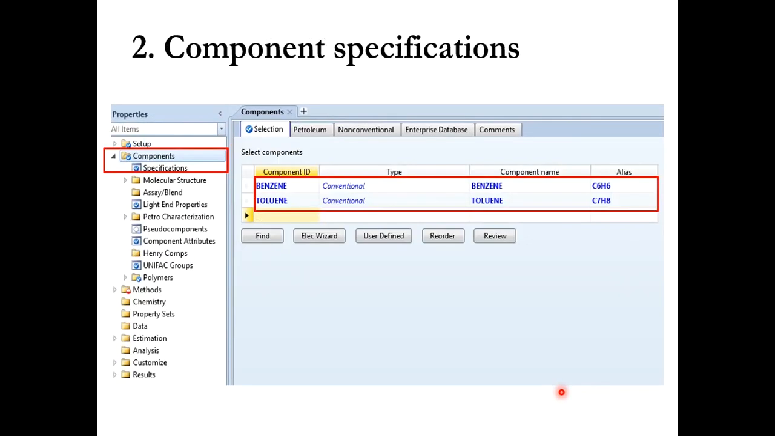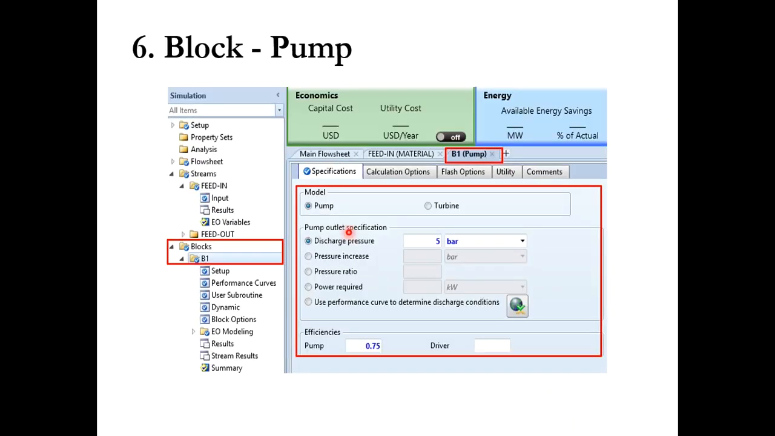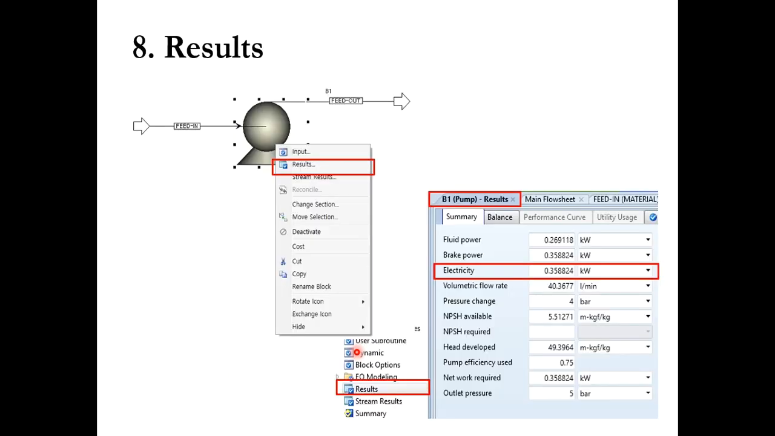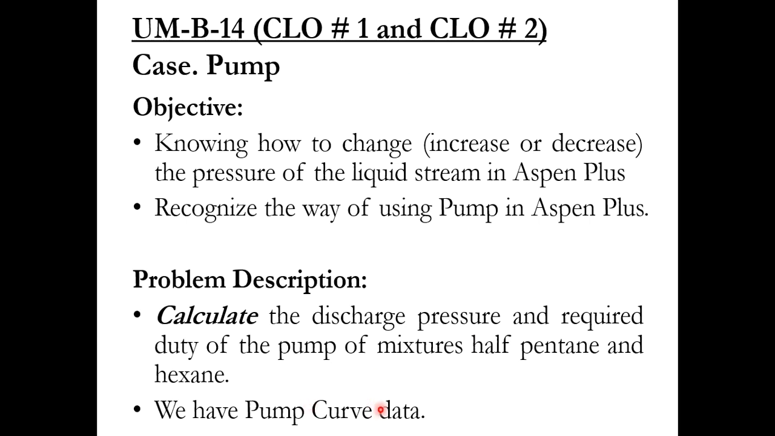So just like before, you add the components, property package, binary interaction parameters, then you add the pump, define the feed conditions, then select the pump model, discharge pressure as 5 bar, and the pump efficiency is defined over here as 0.75. Then run it, and then you check the electricity requirements for this pump, and then these are the stream results. So this is the first activity of today's task. The second activity is related to the pump curve data, but we will come back to it later.